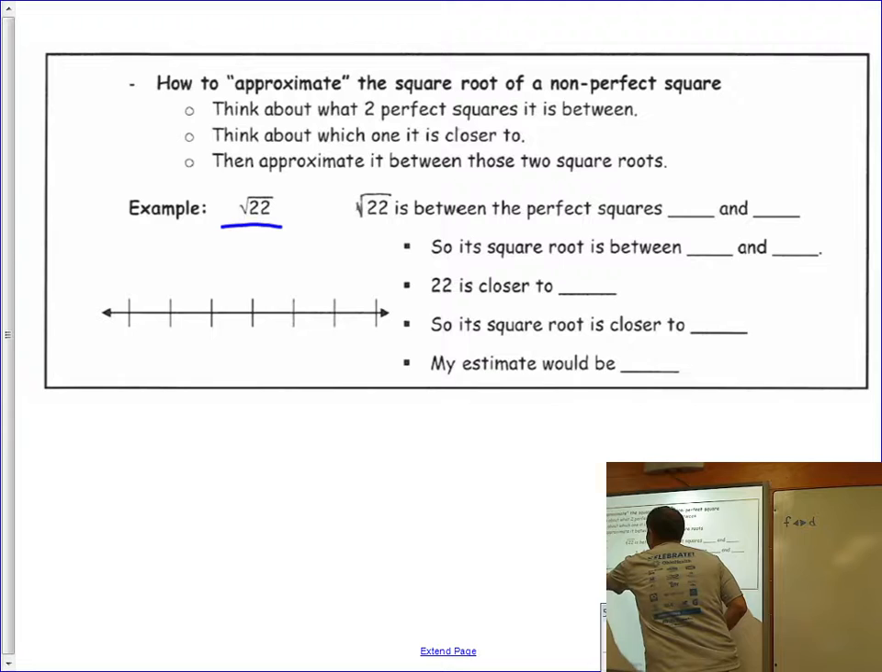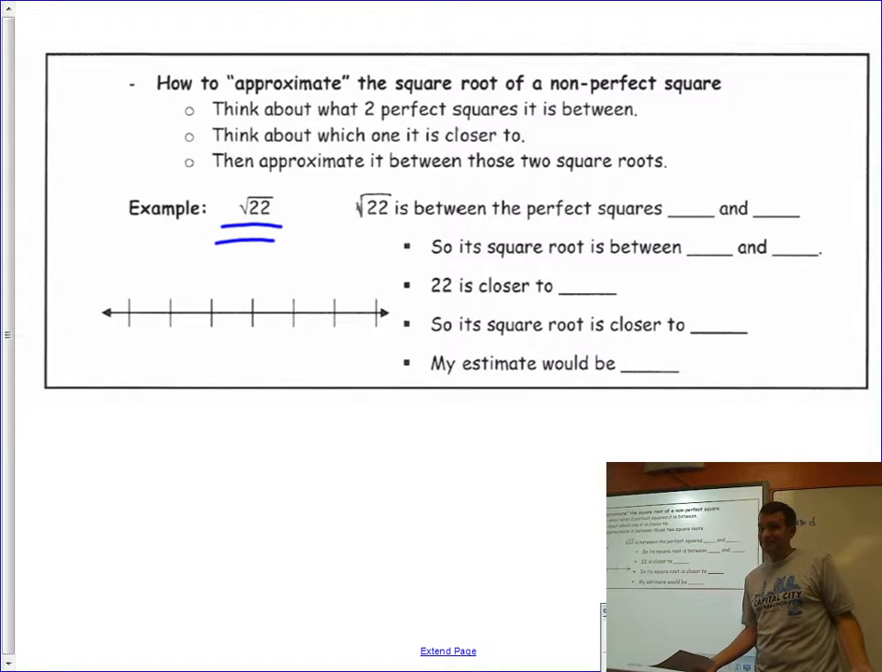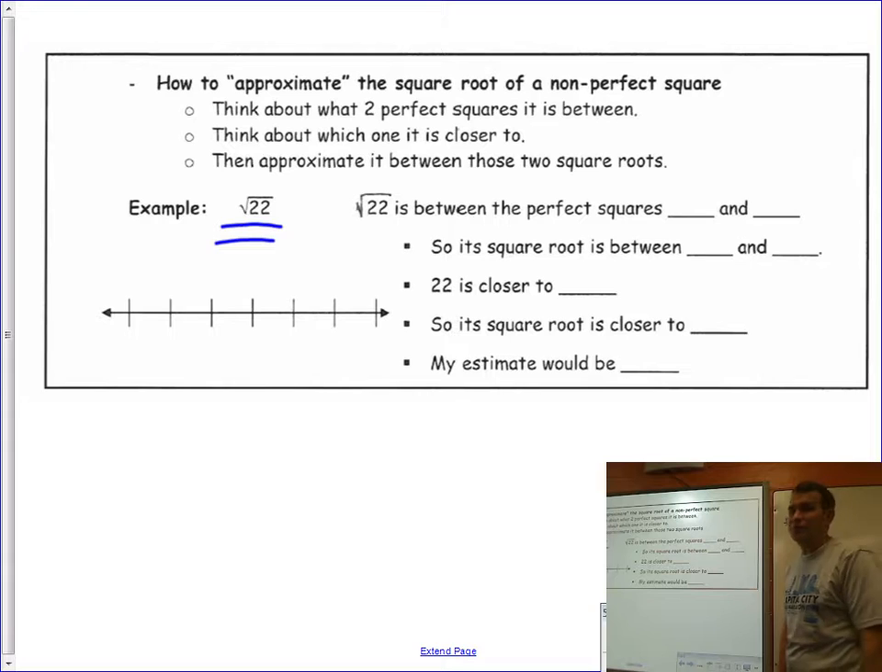So we have the square root of 22. The first thing I want to do is determine what two perfect squares the square root of 22 is between?